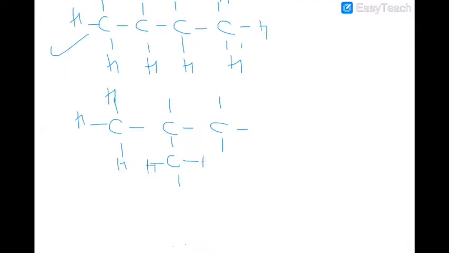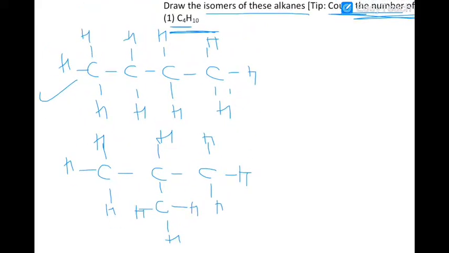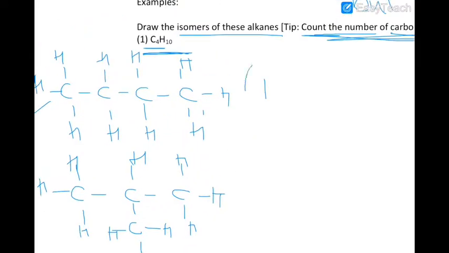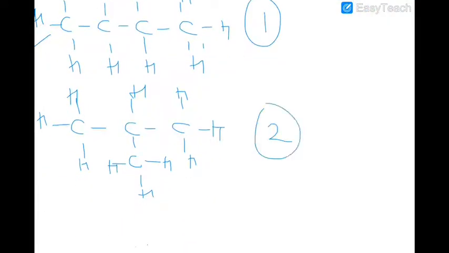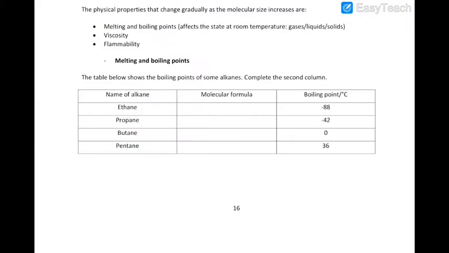So you see they have the same molecular formula. They all have 4 carbons and 10 hydrogen, but they have different arrangement in space. So that's 1 and that's the second, and they are both alkanes.